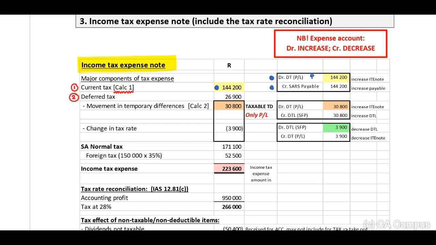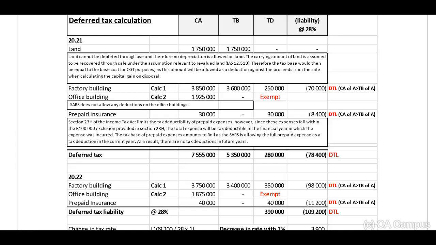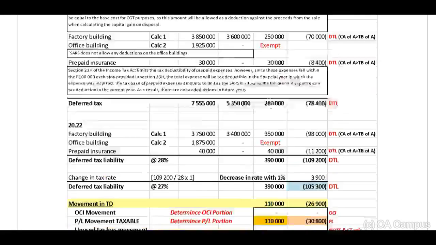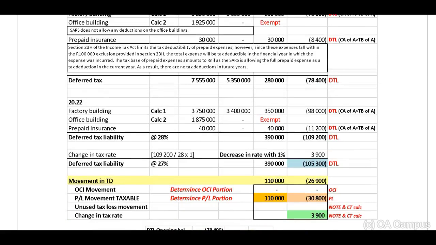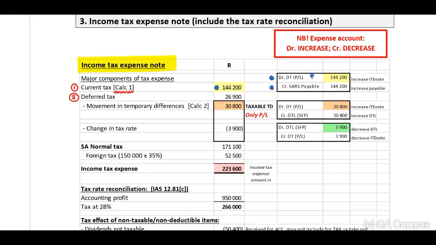If you look at our deferred tax, the movement in our temporary difference, you now use your deferred tax column, 30,800. Our deferred tax liability increased. Therefore, in our note, if you look at the journal, we credit our deferred tax liability and we debit our profit and loss. Therefore, a positive. It's a taxable temporary difference that we provide for to pay in future.